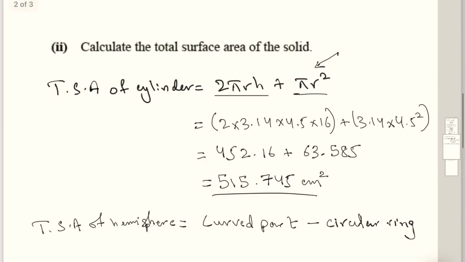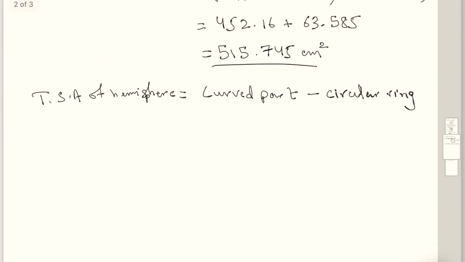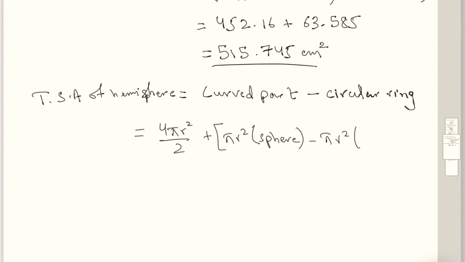Okay, coming back to the formula. So the formula for the curved part can be found by 4 pi r squared divided by 2. Why divide by 2? Of course, this is a hemisphere, so we need to divide the formula of the surface area of a sphere by 2. Plus, now, pi r squared, which is the total circle at the top of the hemisphere, minus pi r squared, which is the circle at the bottom of the cylinder.